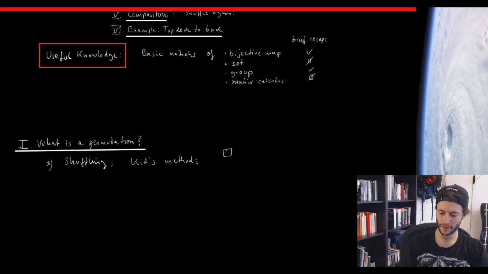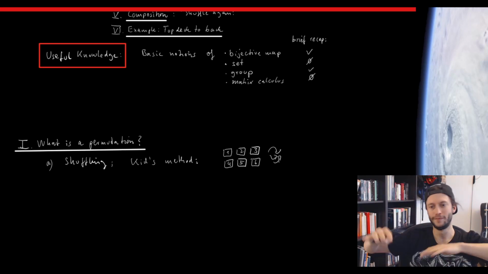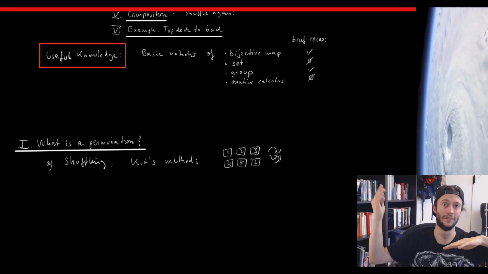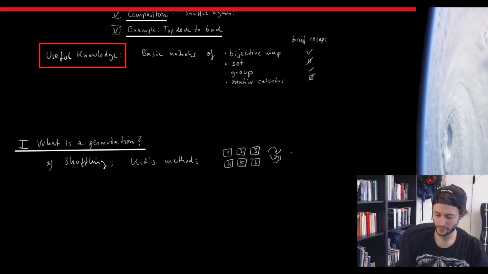You have carefully ordered your cards 1 through 6 over here. Then comes the kid, does all sorts of wild things. Everybody shuffled like this at once in his life, right? And then your 1 became a 4, your 2 maybe a 6, and so on. 3 stays. This is an example of a permutation.